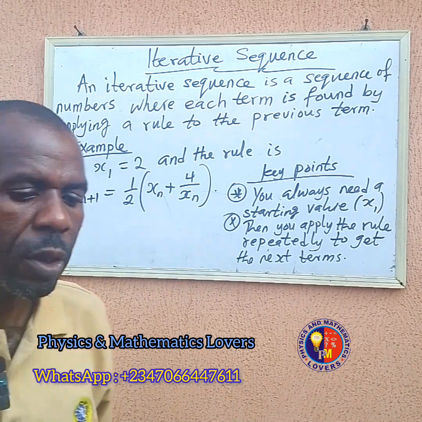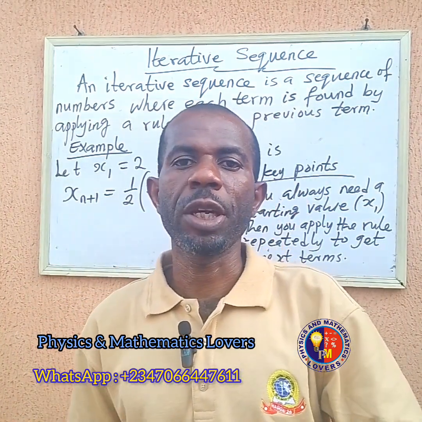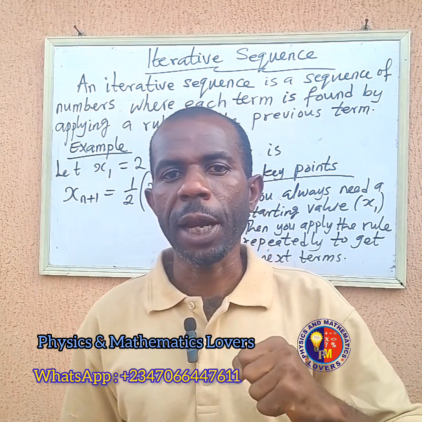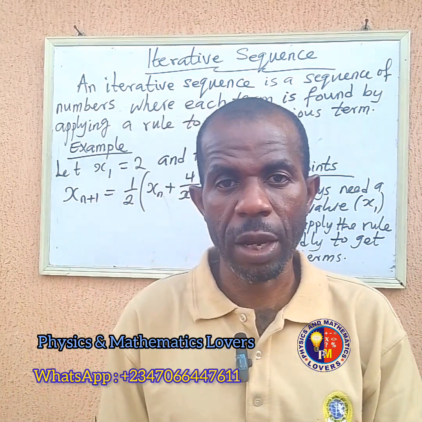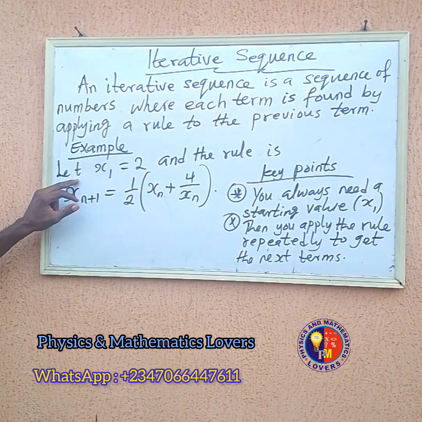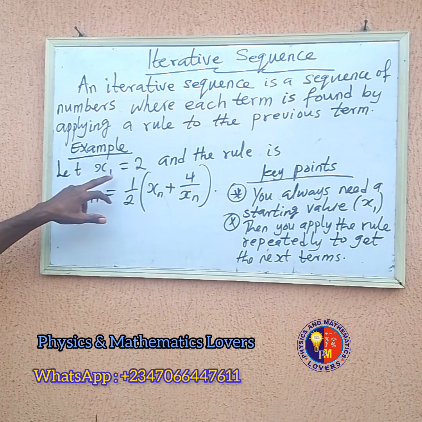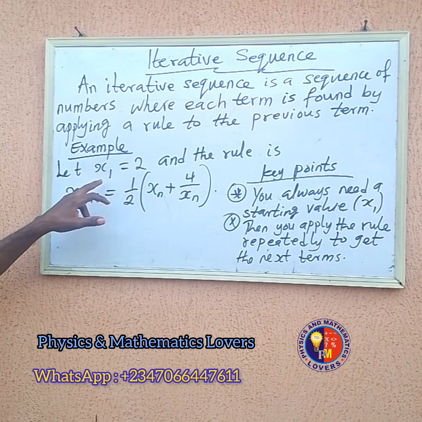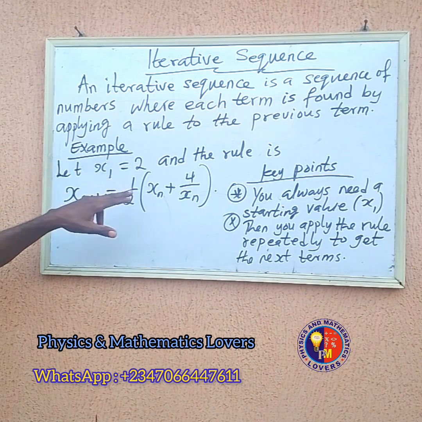So what does that mean? It means that for you to get a particular term, there has to be a rule which must be applied to the previous one to obtain the next term. Let's say, for example, let x1 equal 2. There is a value assigned to this one. This stands as the first term of a given sequence.